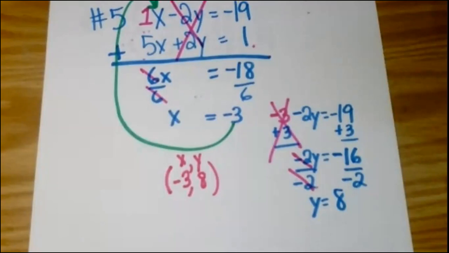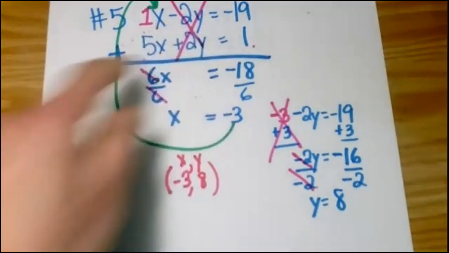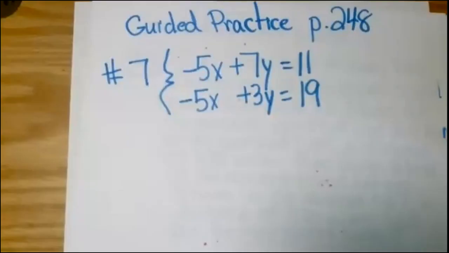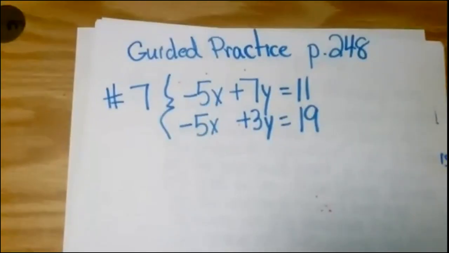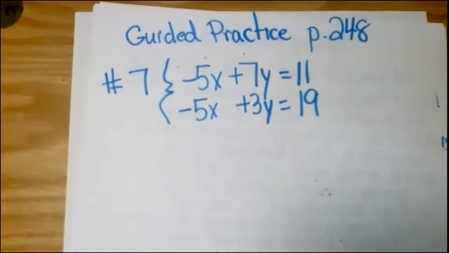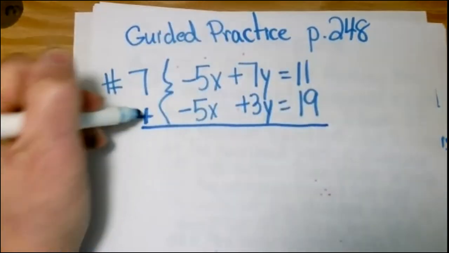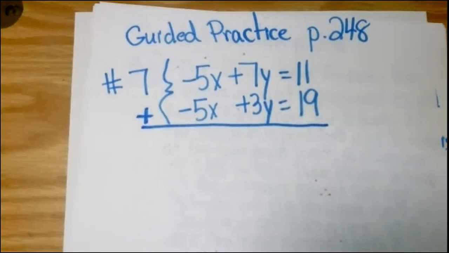I can plug that back into the original equations up here, the x and the y value, and I should yield 2 true statements if I did it correctly. Okay, this is number 7. Hopefully you're getting the idea of how to do this. We're using the elimination method to get rid of one of the variables, either the x or the y. We have a problem on this one.